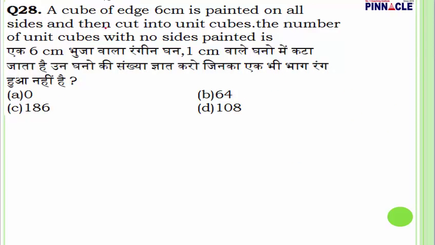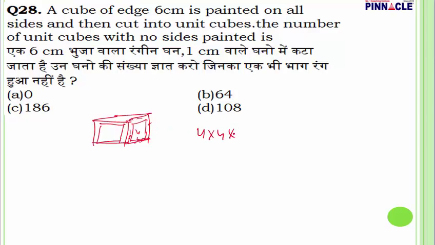Question number 28. A cube of edge 6 cm is painted on all the sides and then cut into unit cubes. The number of unit cubes with no side painted is. Now see, 6 cm, this is the cube, and remove 1 cm from all sides. It means if this is total 6, then it would be 4, and on every side there will be 4. It means the inside cube has 4 cm as dimension, length, breadth, height.